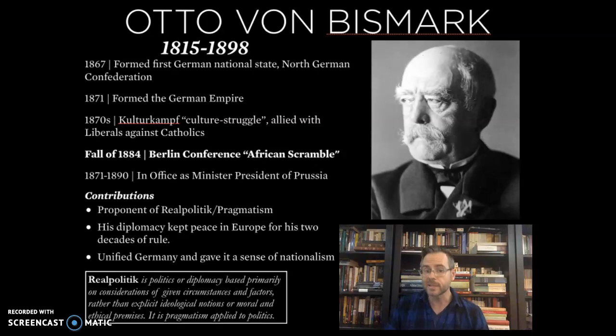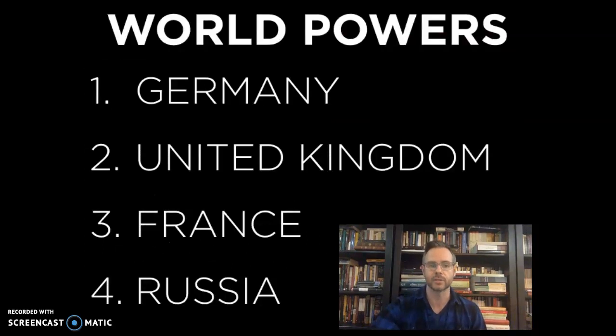His diplomacy and his diplomatic measures as a kind of ironclad, iron-fisted, strong, absolutist leader, his diplomacy kept peace in Europe for 2 decades of rule. He is the one who singularly made Germany an international and world power. And then, of course, he was the person who unified Germany and gave it a sense of nationalism.